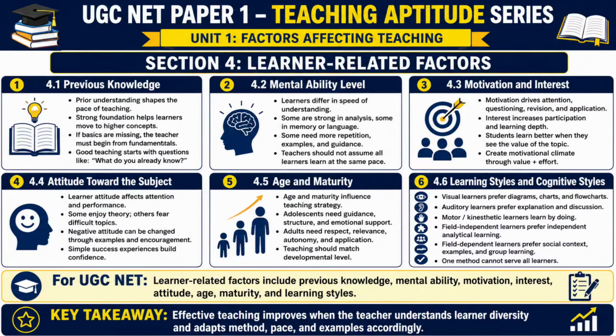Section 4. Learner-related factors. Now let us discuss the second major factor, the learner. Teaching cannot be effective unless the teacher understands learners. Learners differ in ability, motivation, previous knowledge, attitude, age, maturity, learning style, language, socioeconomic background, emotional state, and interest.